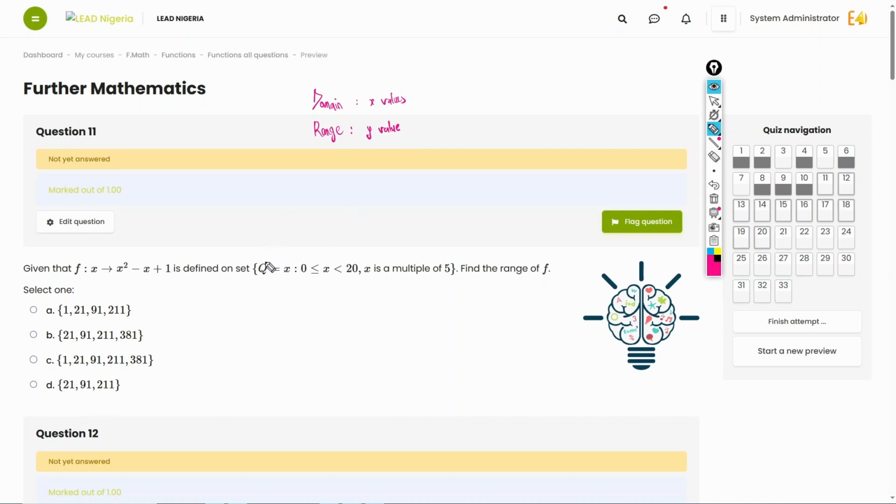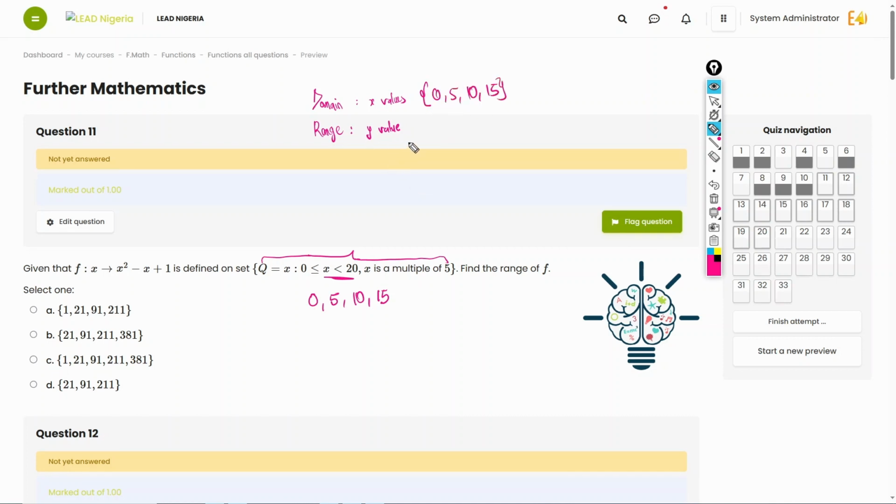So let's look at this. Of course, this is defining the domain. This is saying that x is between 0 and 20 and x is a multiple of 5. So what are the multiples of 5 between 0 and 20? We have 0, 5, 10, 15. Now you might want to add 20, but you also need to recognize that this says x is less than 20, which means 20 is not included. So we just have 0, 5, 10, 15. Our x values are 0, 5, 10, and 15.